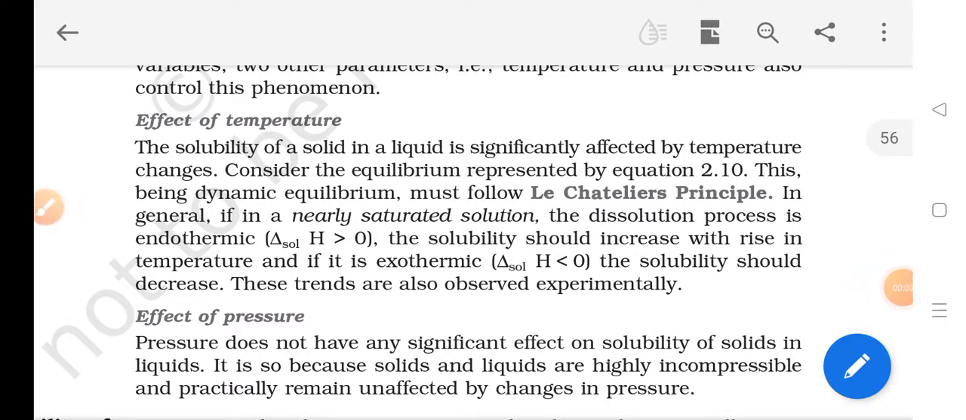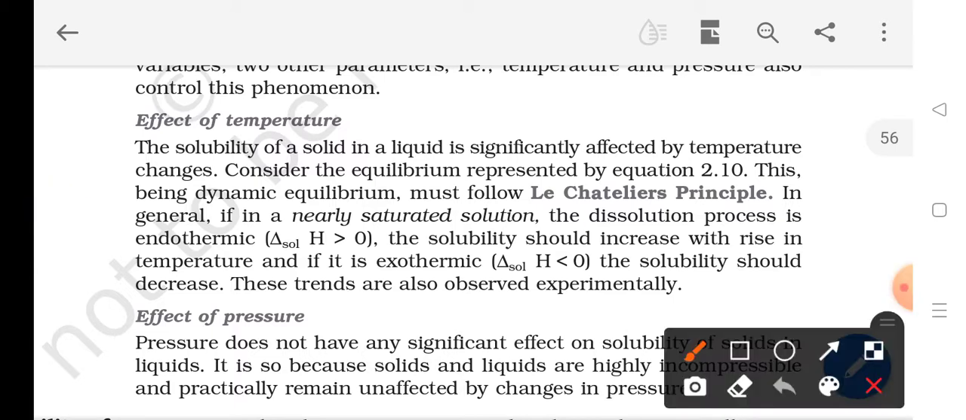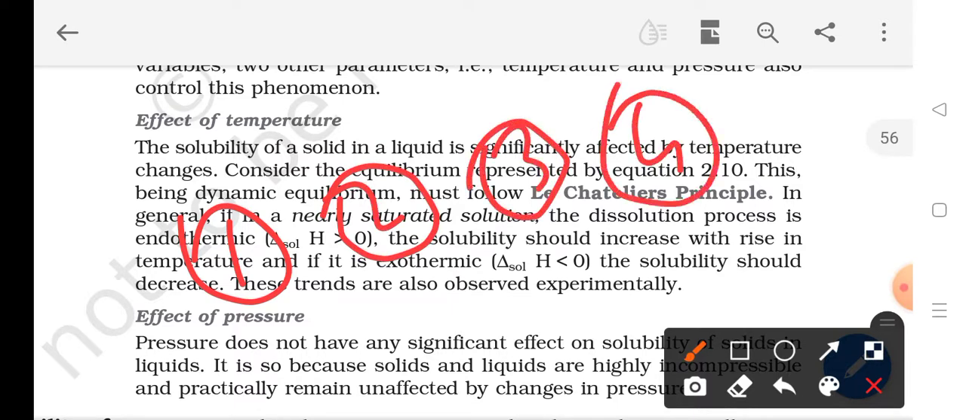So, we already learned about solubility, then the factors affecting solubility, and there are four factors. These are nature of solvent, then second one is nature of solute, third one is temperature, and fourth one is pressure. Okay, so we already learned these things.